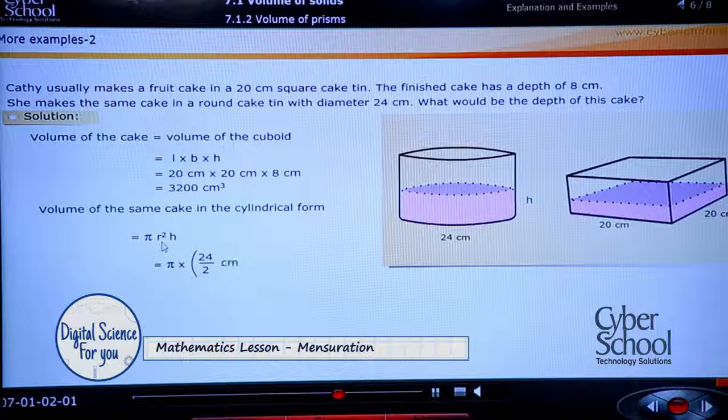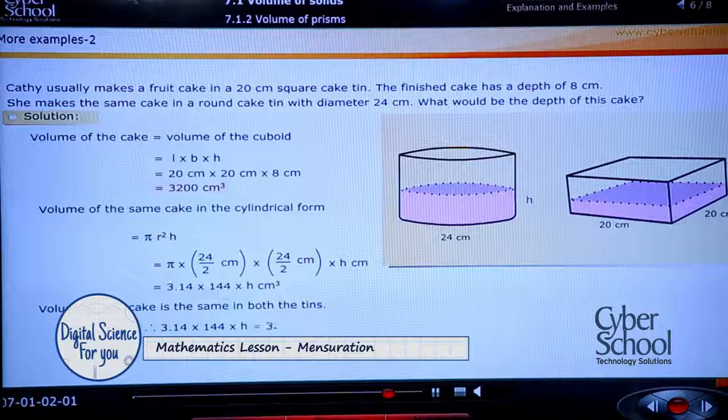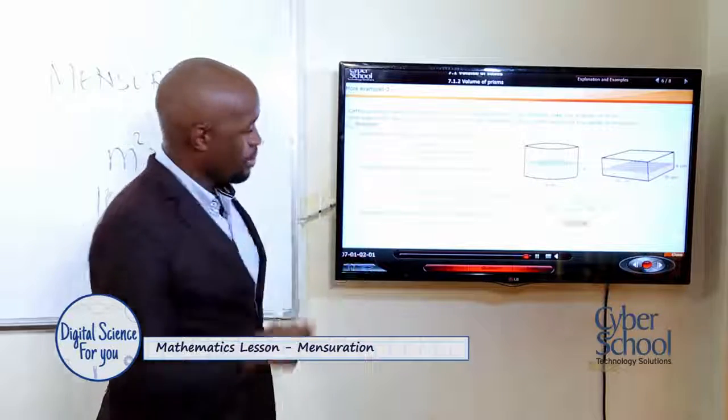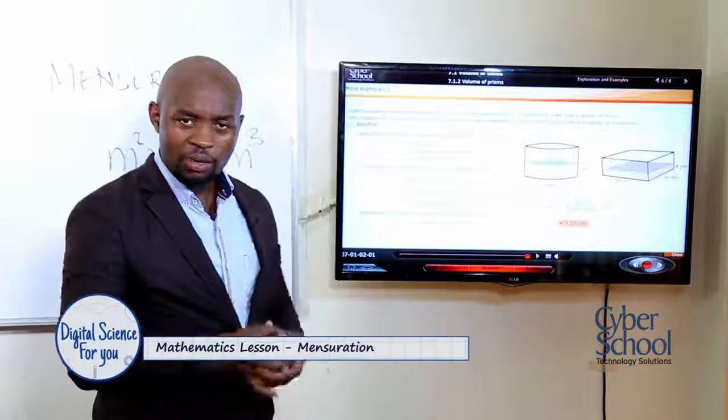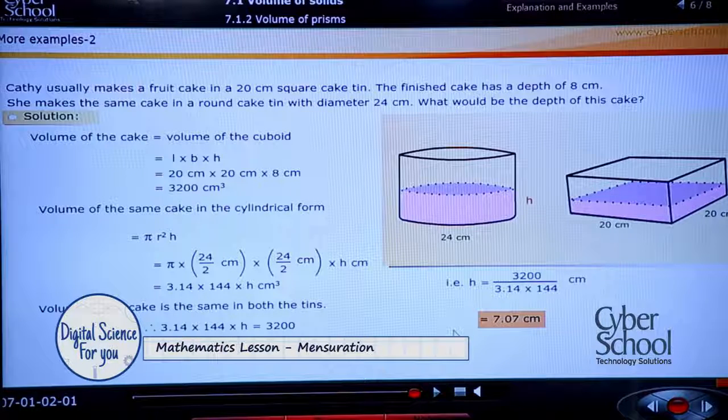Now, for the cylindrical one, the volume is pi r squared times the height. So if we relate the two, we don't know the height, but we know r, which is 24 divided by 2. The diameter divided by 2 is our r. So you go ahead and get the volume in terms of h. But these volumes are the same. The two volumes are the same. So if we equate them, we end up with our answer as that one. And h is 7.07 centimeters. So you can find out how tall a trough you need to put in the same capacity, the same quantity as you're putting in a square-based trough or in a rectangular trough.